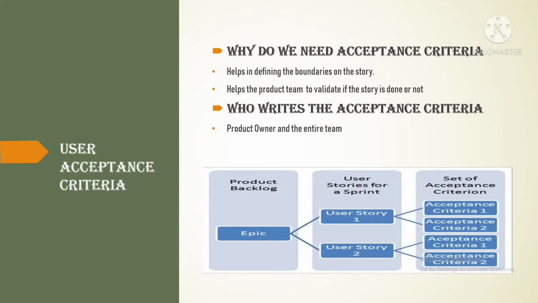Now let's see who should write this acceptance criteria on the stories. It's the product owner who defines the acceptance criteria, but it is the entire team's responsibility to share their views about the story, update if needed, and get an approval on the AC while doing the refinement and during the planning process. It is overall a team's collective input with the product owner's approval.